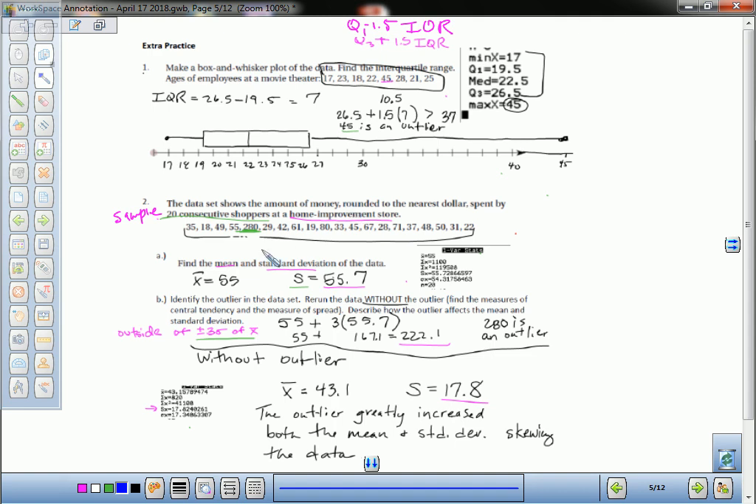All right, number 2. Obviously, this is a sample because it's just the first 20 consecutive shoppers. That might be like a convenient sample. I think that's a really poor sample because it could be that all of your contractors come in really early in the morning and buy the most supplies before they head off to jobs. And then throughout the day, people come in and just buy like one hammer, you know? So doing a convenience sample at a home improvement store might not be very reflective. But anyway, so that is a sample.